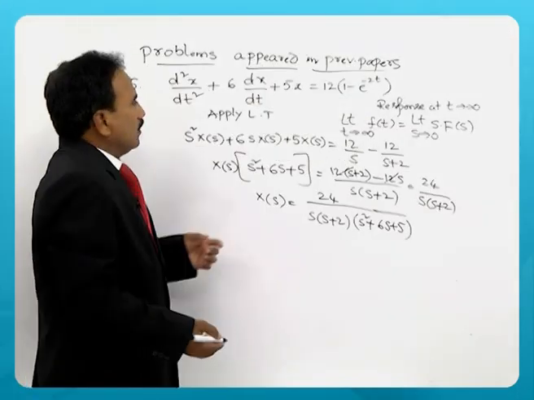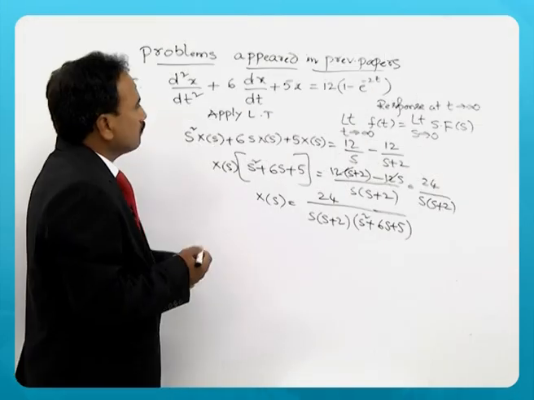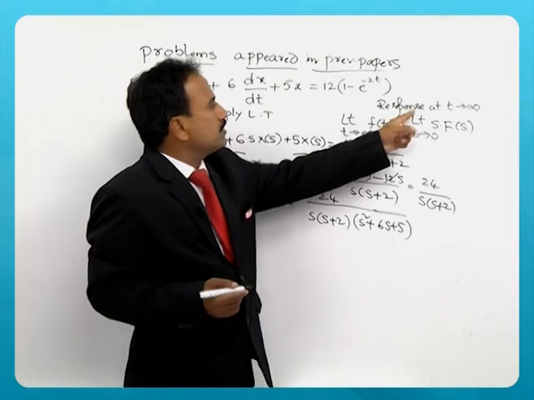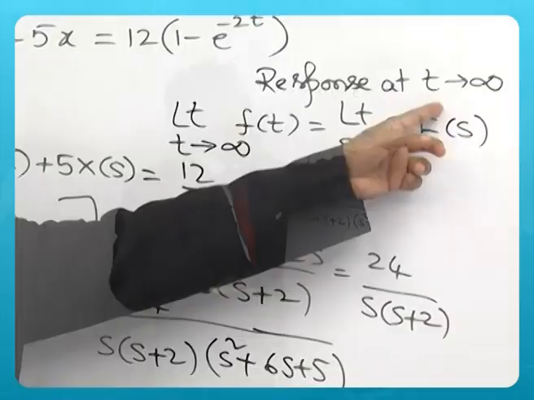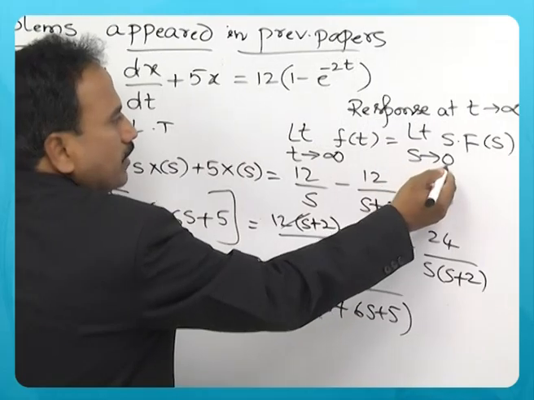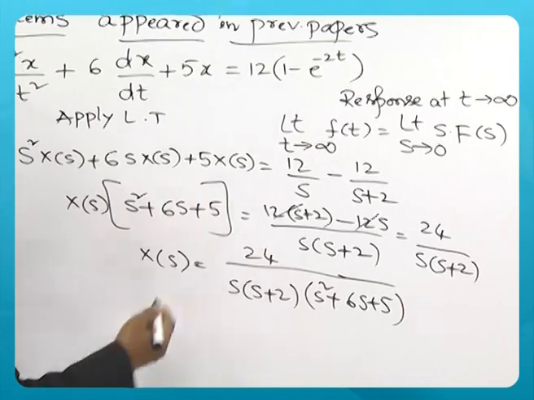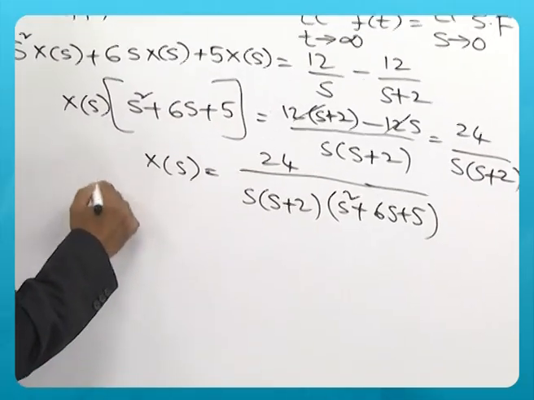Now you have got X(s) like this. The question is, what is the response x(t) as time tending to infinity? It is the same as limit s tending to 0 of s into X(s). So now I want to find out the response.